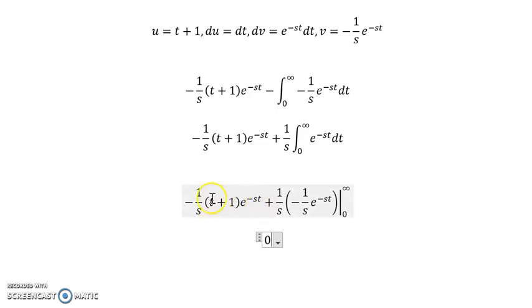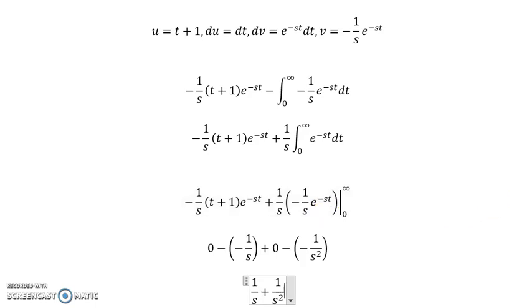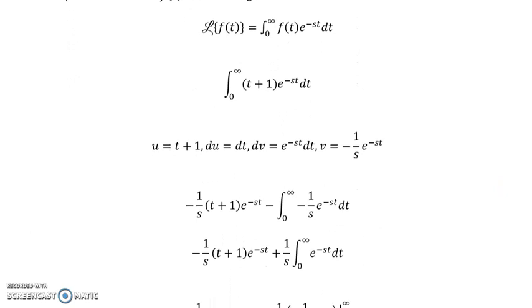And then when we plug in 0 into this term, this will be 1, and this term will be 0 plus 1, which is 1. And so we'll just get negative, because we're subtracting when we plug in 0, negative 1 over s times 1. And then when we do the same thing for this term, when we plug in infinity, e to the negative infinity is going to go to 0, and so this thing goes to 0. But when I plug in 0, this expression is going to become 1, and so I'm going to be left with negative 1 over s squared. And so when I simplify that, I'm going to get 1 over s plus 1 over s squared as my final function for the Laplace transform for 1 plus t.